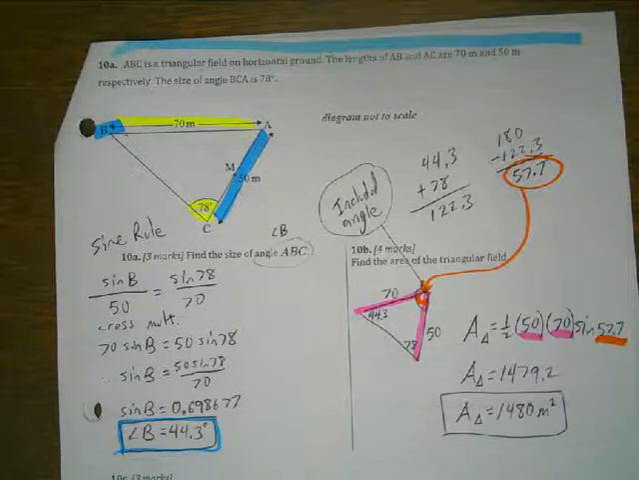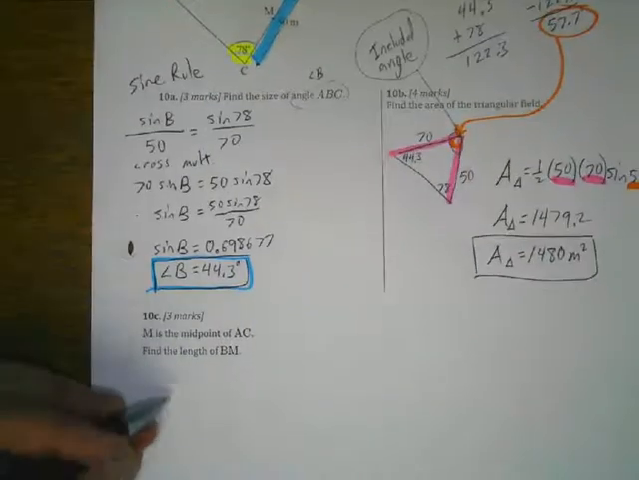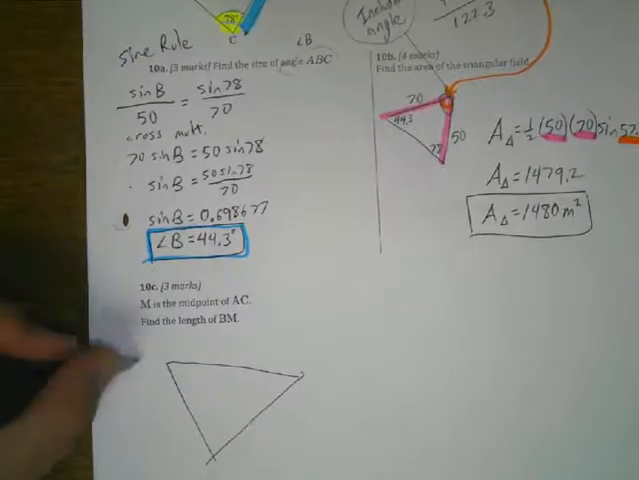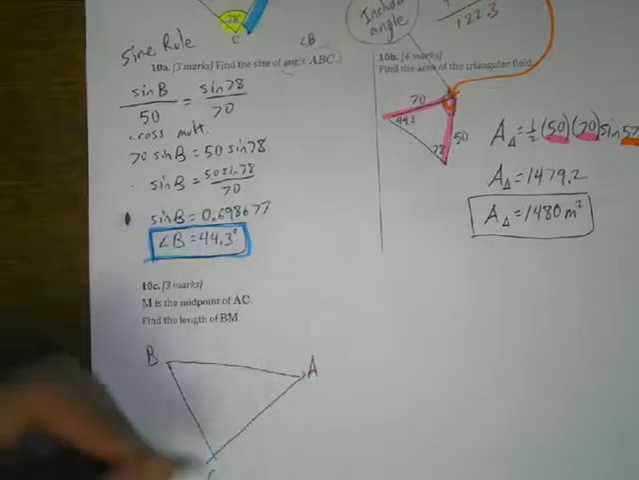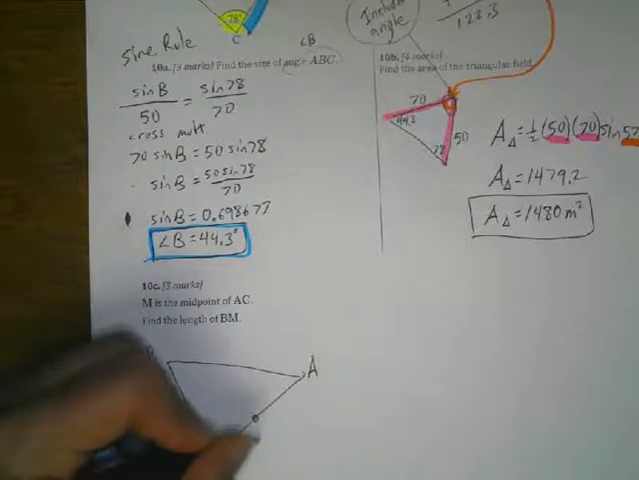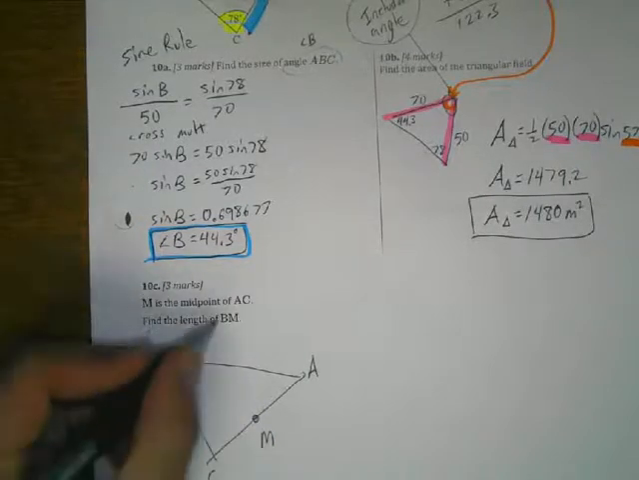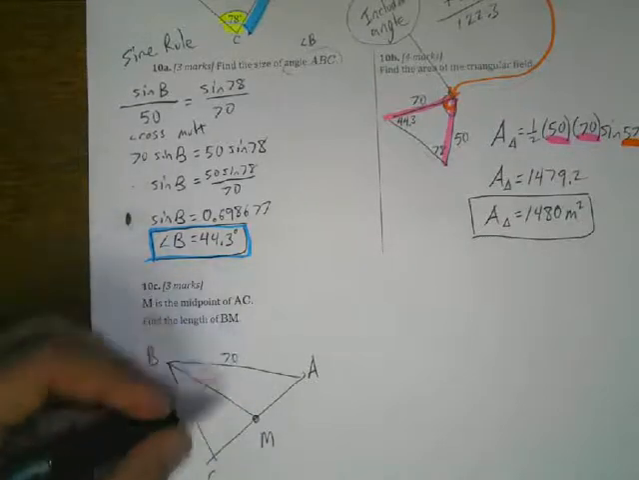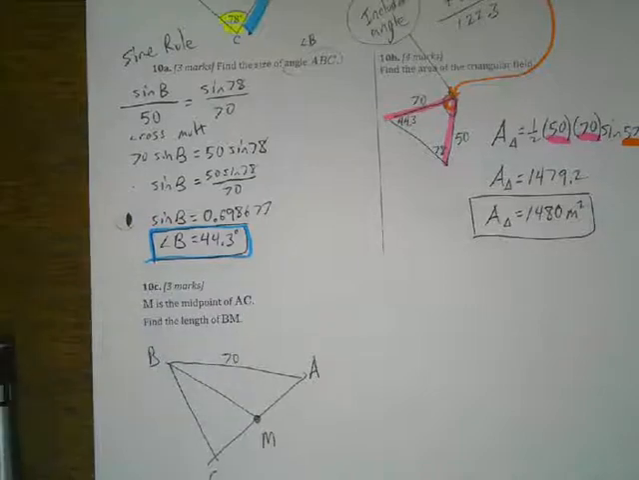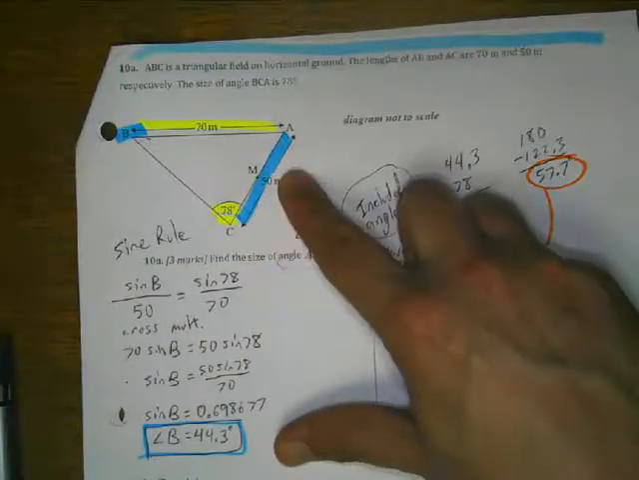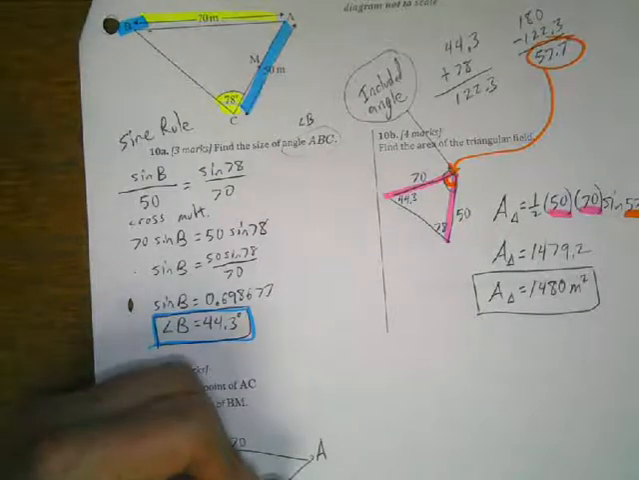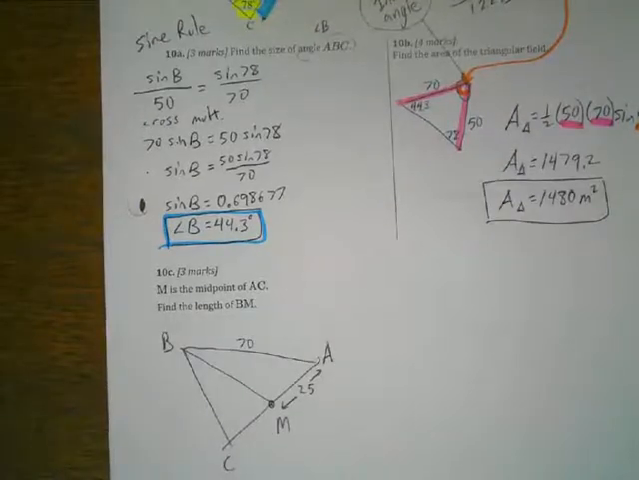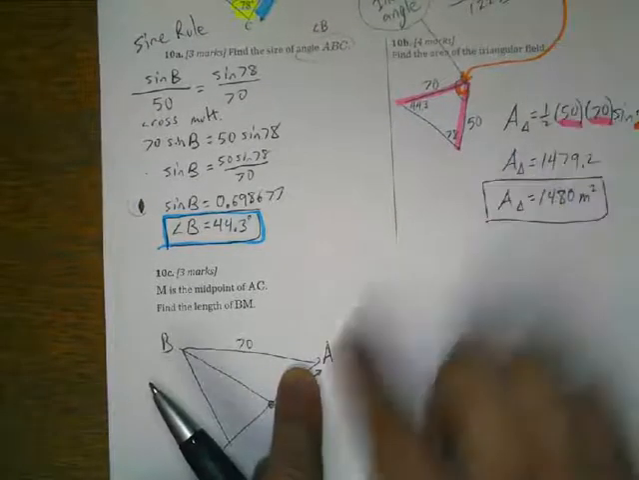M is the midpoint of AC. Okay, so let's redraw our triangle. Okay, this is B, A, C, and M is the midpoint of AC. Okay, find the length of BM. Well, we already know this one here is 70. If it's the midpoint, well, we know the whole length of this line here is 50. So from the midpoint to here, that's going to have to be 25, right? If that's the midpoint. And we just found out that this is 57.7.